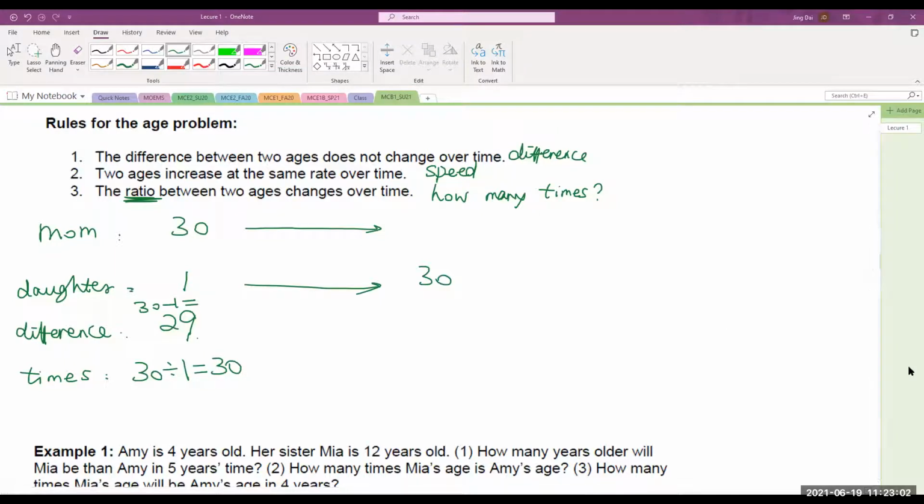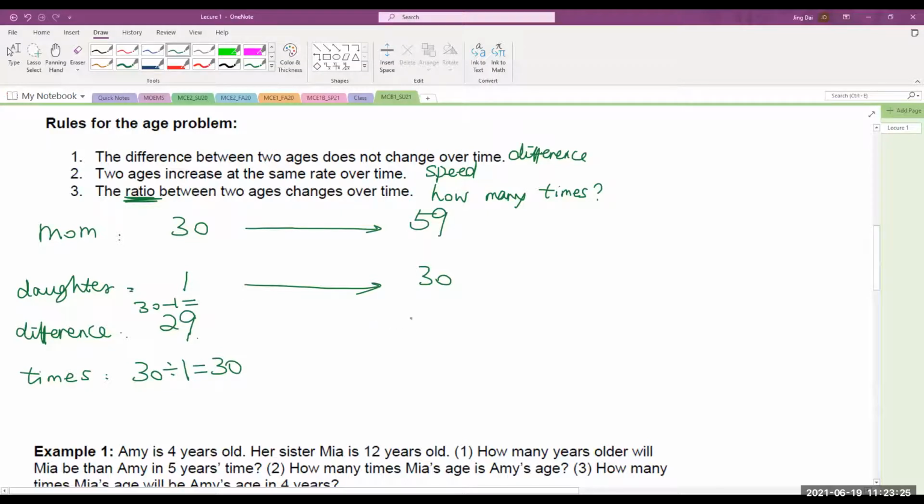90. Not 90, Kevin. 60. Felix, what did you say? 60? Think again. The daughter is 30 now. The difference, the mom is 59. 59. Thank you so much. It's not supposed to be 60. It's supposed to be 59.